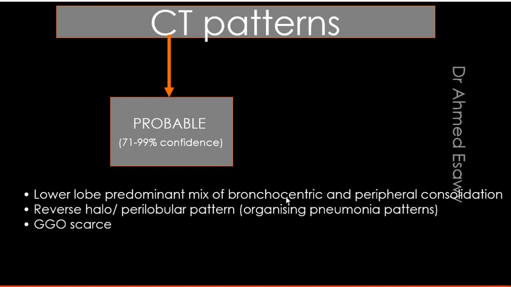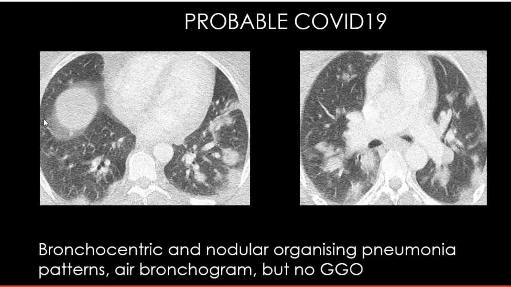Bronchocentric means segmental and subsegmental bronchi are affected. Reverse halo and perilobular pattern of organizing pneumonia, ground glass opacity, scars, bronchocentric and nodular organizing pneumonia pattern, air bronchogram but no ground glass. This is in probable COVID-19. So, what is the main difference of probable COVID-19 from classic? No ground glass opacity.